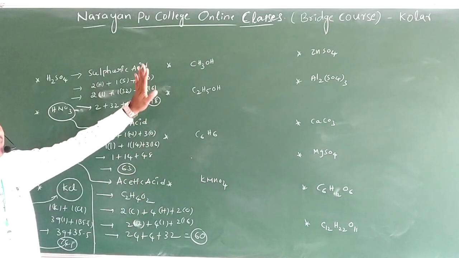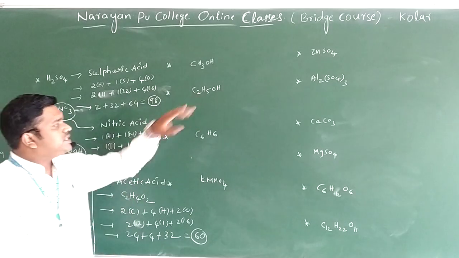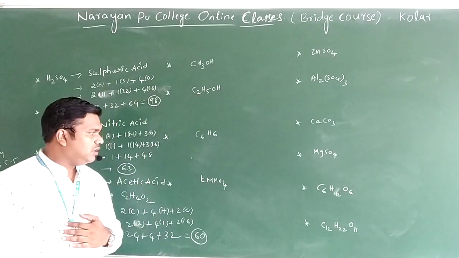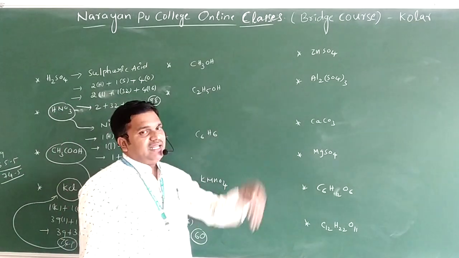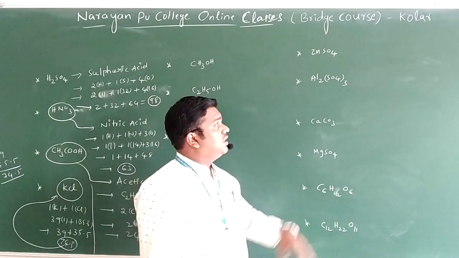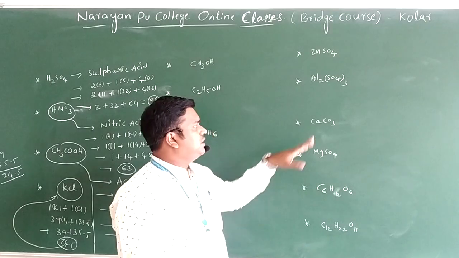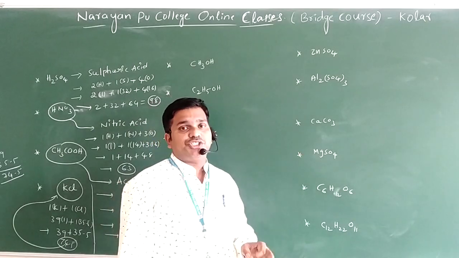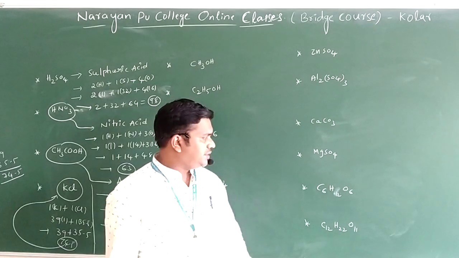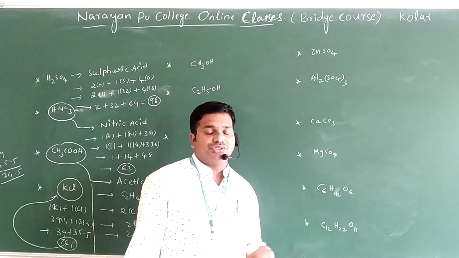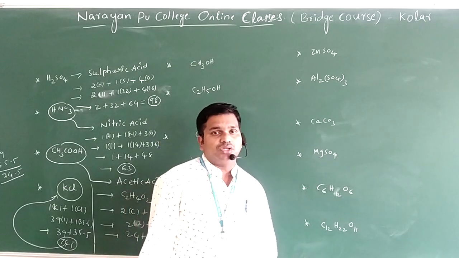Okay, we can see the remaining examples here. CH3OH, methyl alcohol. C2H5OH, ethyl alcohol. KMnO4, potassium permanganate. ZnSO4, zinc sulfate. Al2(SO4)3, aluminium sulfate. CaCO3, calcium carbonate. MgSO4, magnesium sulfate. C6H12O6, that is what? Glucose. C12H22O11, this is what? Sucrose.